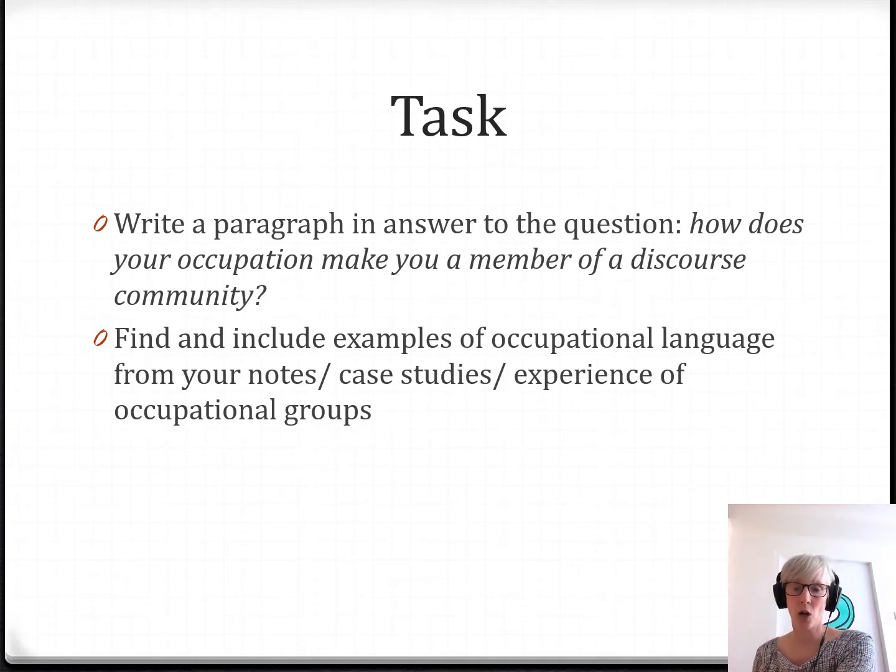For your revision, what I'm suggesting you do is write a paragraph in answer to this question: how does your occupation make you a member of a discourse community? Go back over the notes and the handouts and the examples we talked about in class and include examples of occupational language from there. Notes, case studies and your own experience. Examples that fit John Swales' definition of a discourse community.